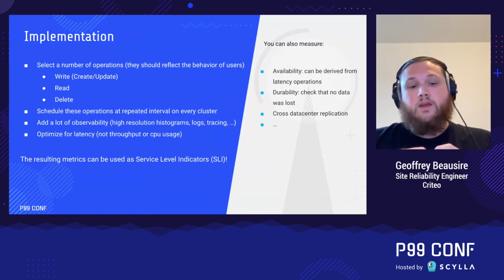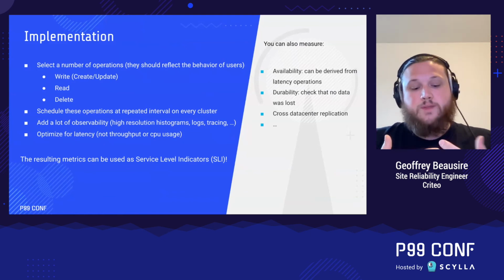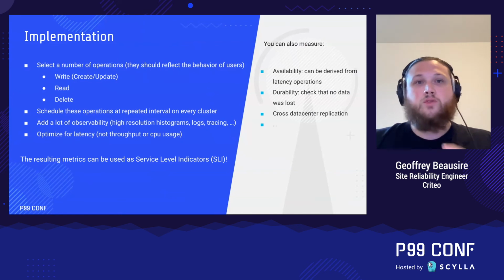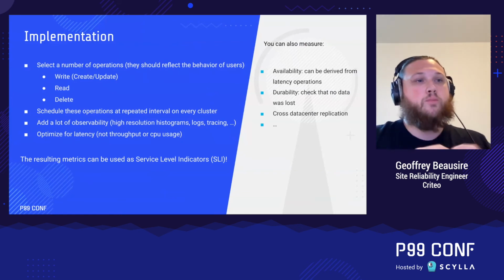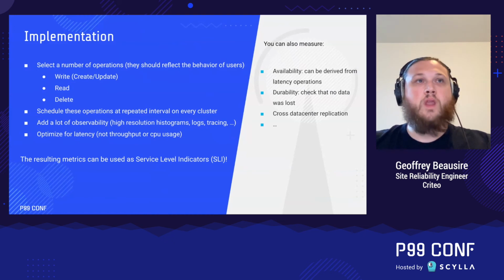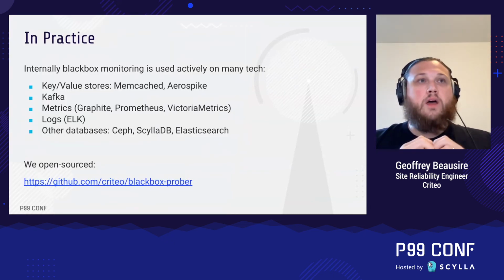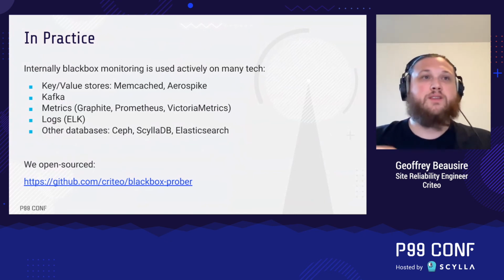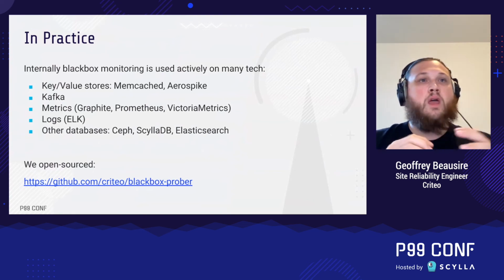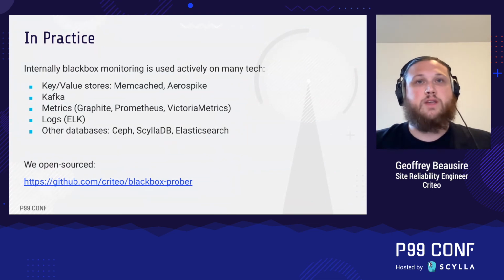And typically in my team, which is responsible for NoSQL databases, we don't go to production without a probe for each service. In practice, we use black box monitoring on many different technologies. So it's mostly databases, but again, it's not limited to databases, but also any services. So we use it on the key value store, and it's really the backbone for it. Memcache and Aerospike. We use it on Kafka, on the metric stacks, on the logs, and other databases that we have, like Ceph, CLDB, and Elasticsearch.